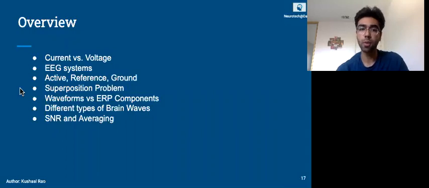So we first talked about current versus voltage. Remember, current is the amount of charged particles moving through a conductor, whereas voltage is the potential of electric current to flow from one location to another. So voltage necessitates two things. It's always relative between two different electrical points.